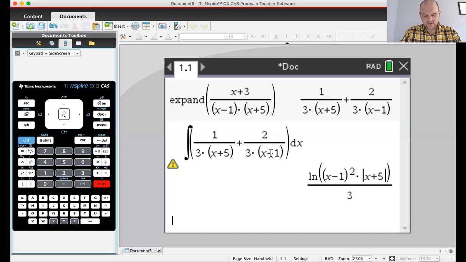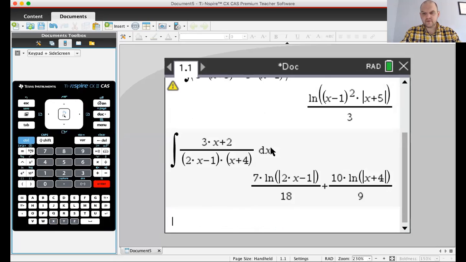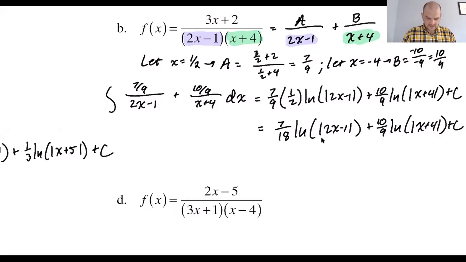Again, I think the best way to check your answers on these is to just be sure that you did it right. So integral of 3x plus 2 over 2x minus 1 and x plus 4, comma x. So 7 over 18, natural log absolute value, 10 over 9, yes. All right, let's try another one. Big advocate of, you do the problem and then you go to the calculator and check it. I think that's easily the best strategy that we have.